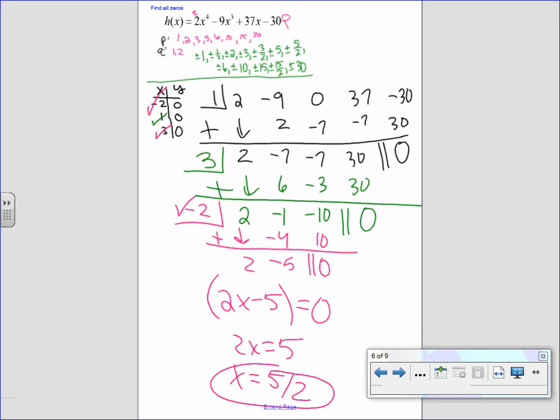I'll go ahead and list out all 4 answers because that was our goal. -2 was the answer. 1 was the answer. 3 was the answer. All verified by synthetic division. And then 5/2 was the answer I got at the very end.